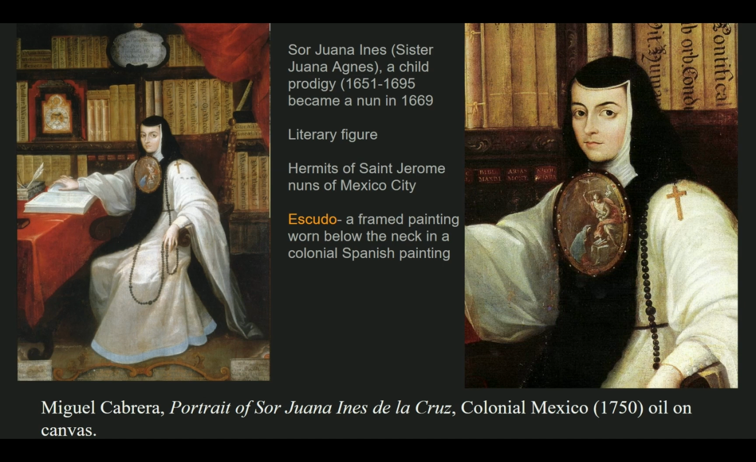So this is a depiction of Sor Juana Inés, Sister Juana Agnes. So we talked about how females during this time period essentially were married, or the select few who didn't want to do that became nuns. And so here we have Sor Juana Inés. She becomes this literary figure. She's depicted in her library. She's a member of the Hermits of St. Jerome Nuns in Mexico City.